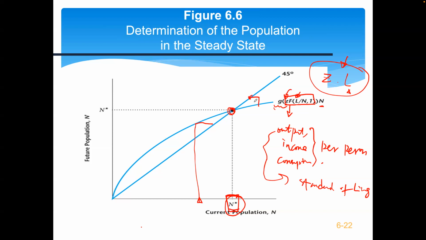What is the intuition? The intuition is very simple. If the population is small, then in per capita terms you have a lot to consume, a lot to eat, a lot of income. The standard of living is relatively high. Hence, you are going to have a higher growth rate, and the population is going to grow. If the population is very large, then in per capita terms people have less to consume, less to share, and then the population growth is going to slow down. So that's the intuition.